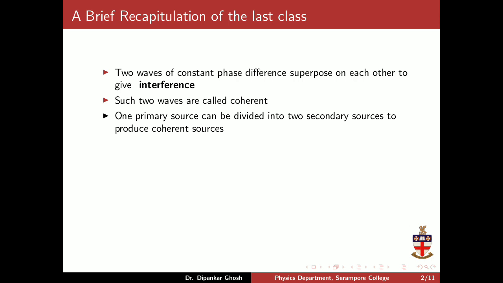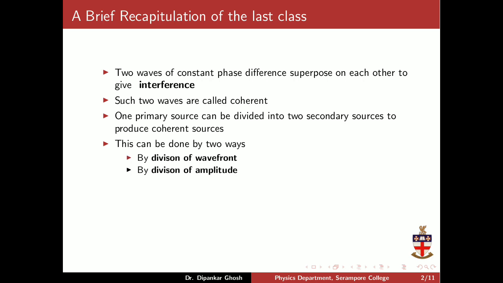Now, previously we have seen a case where one primary source is divided into two secondary sources. In the previous case, we did it in a particular way. Actually, this division of a primary source into two secondary sources, and in doing so achieving two coherent sources, can be done in two ways: one, by division of wavefront, and two, by division of amplitude.